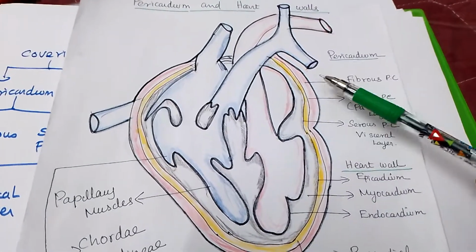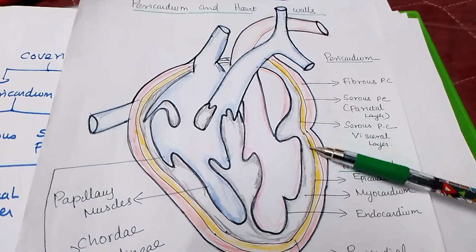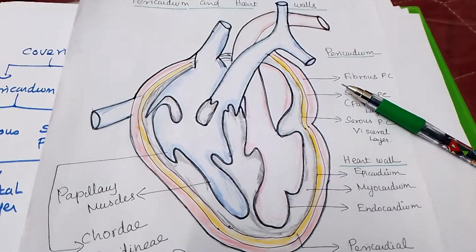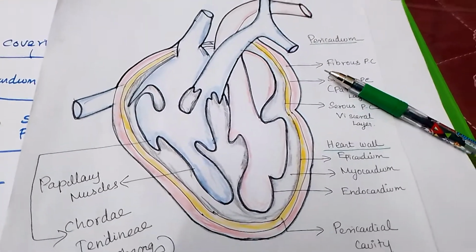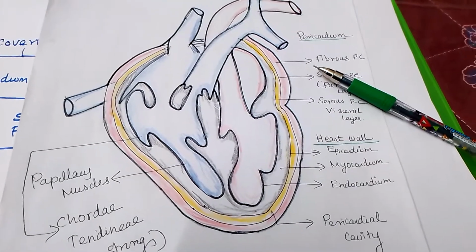And what is the structure of this one? It is a cone shaped structure. Okay, what is the layer made up of? It is made up of collagen fibers.